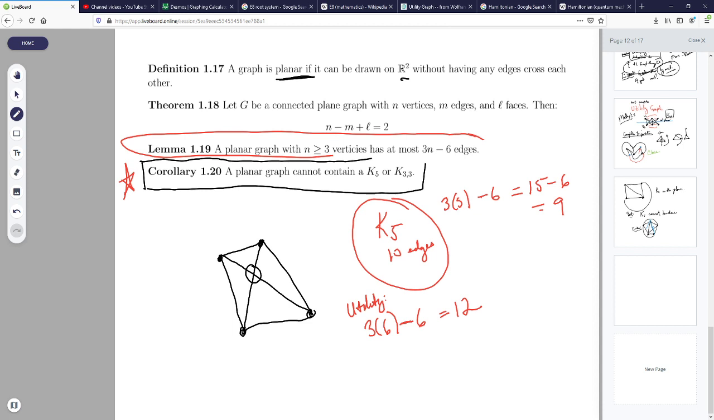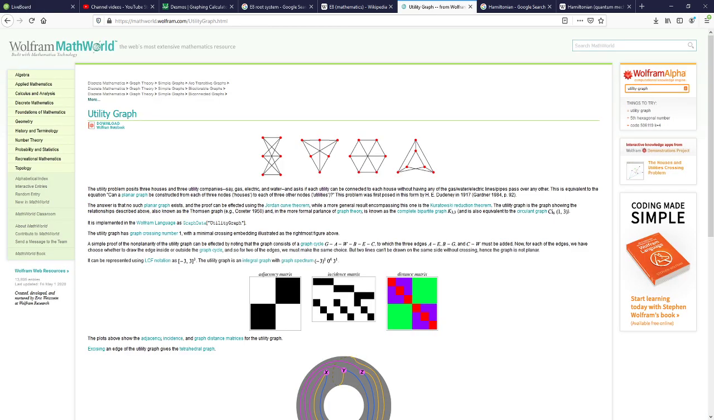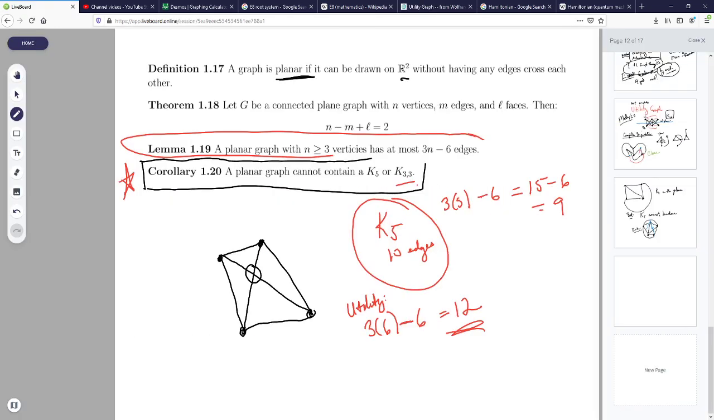So the utility graph is a non-planar graph. But this fact does not get us there for K33, because K33 only has, I guess, 12 edges. Sorry, K33 has what? It has exactly, or am I wrong? No, I think it has like 11 edges, right? Because this thing has 1, 2, 3, 4, 5, 6, 7, 8. Oh, it only has 9 edges. Yeah, my counting earlier was right. So it only has 9 edges, and 9 is less than 12. So this theorem doesn't really show any problems, so that's okay.